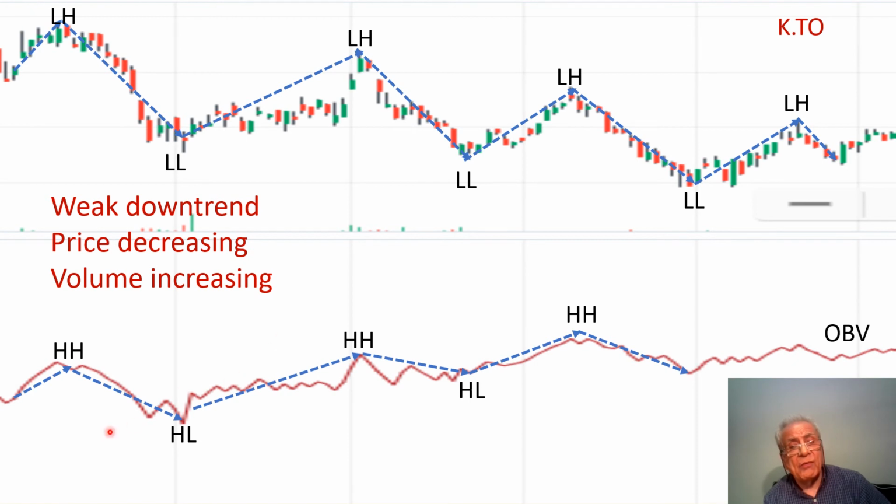So another good point that we have to mention here: anytime the direction of the price and the direction of the volume are different, avoid exiting the market because of possible divergence.